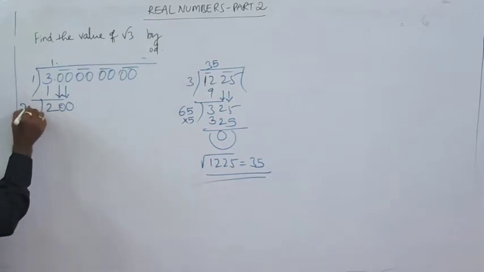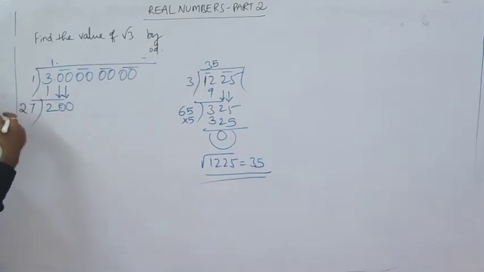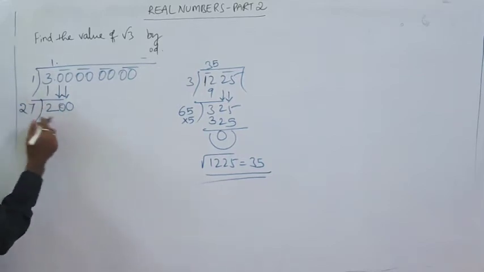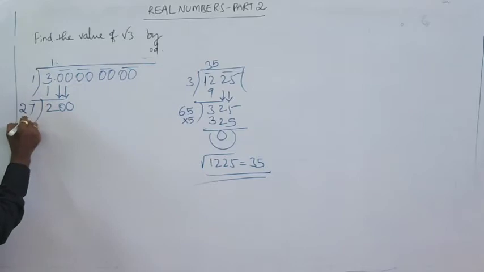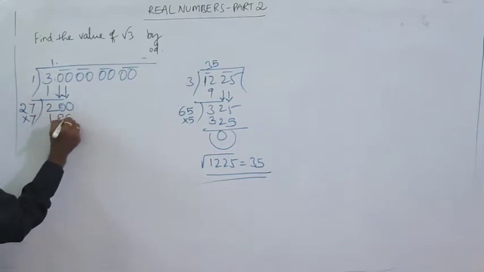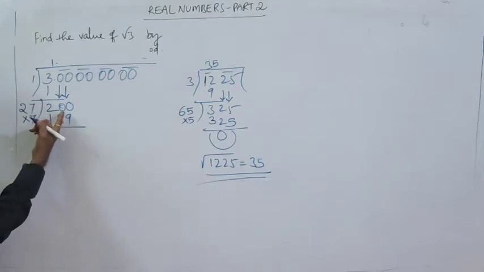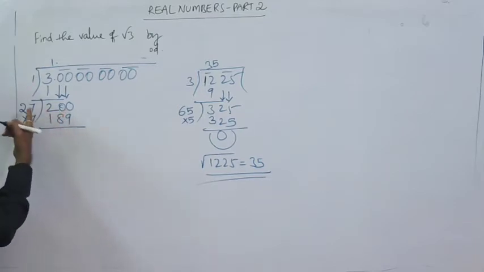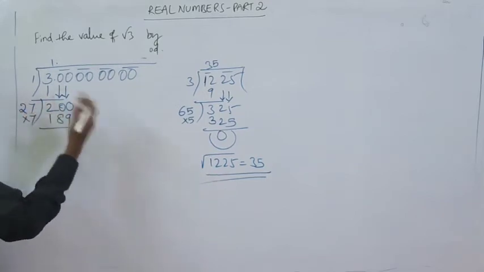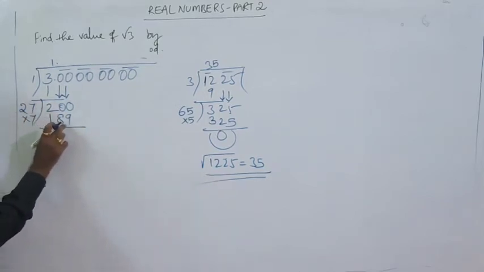For that, shall I take 7? I am checking. By trial and error method, we have to check it. For example, if I multiply 27 by 7, because whatever digit I am taking, with the same digit I have to multiply this divisor. So 7 into 27 I will get 189. Yes. It is a very comfortable value, very near to 200. If I take 8 times, I will get more than 200. So 7 times is suitable.